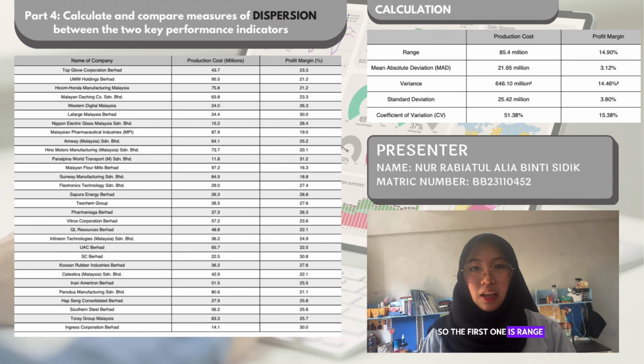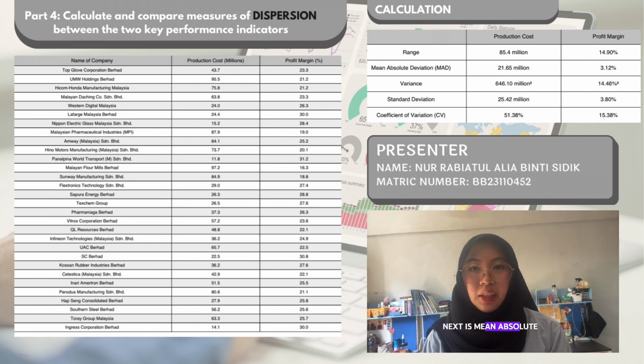Today, I'll be presenting a comparison of measures of dispersion between production costs and profit margin. So, the first one is range. The range for production costs is 85.4 million, showing significant variation due to differences in company size and operation. In contrast, the profit margin range is 14.19%, indicating greater stability, likely because companies face similar market conditions. It means production costs vary widely but profit margins are stable.